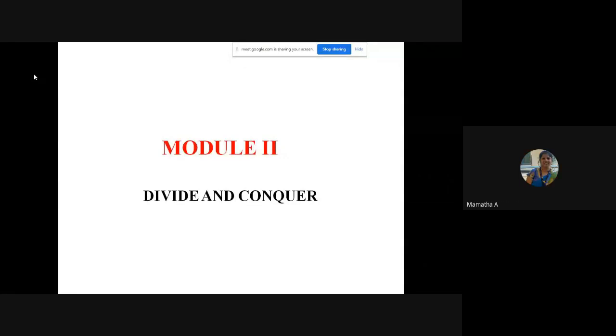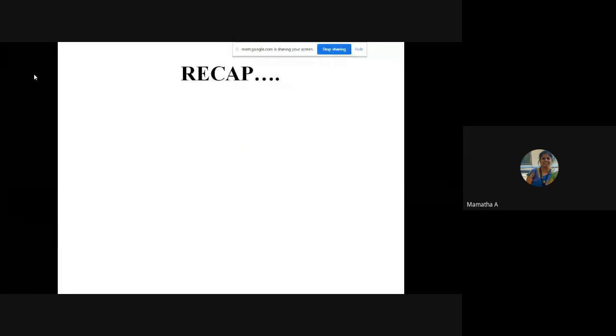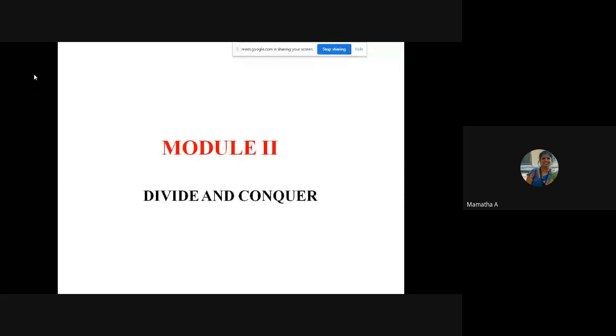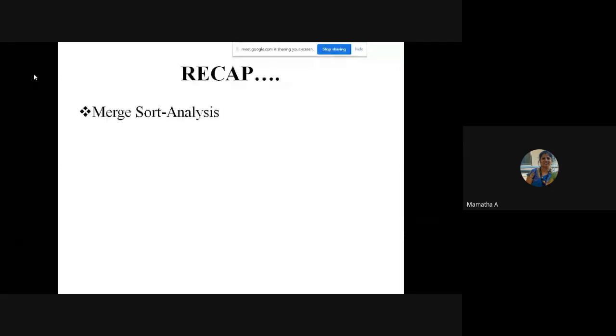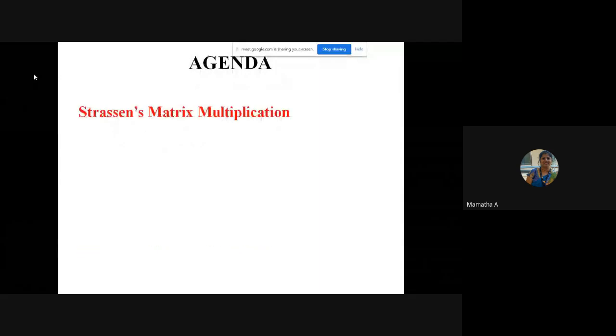Today's class we'll be dealing with one of the most famous algorithms with respect to divide and conquer. As a recap, I had told you about the analysis of merge sort and the comparison between sorting algorithms with respect to merge sort. The agenda of today's class is a good algorithm that uses divide and conquer.